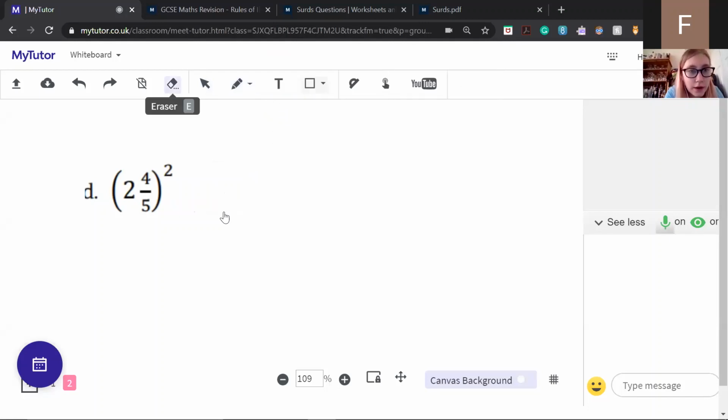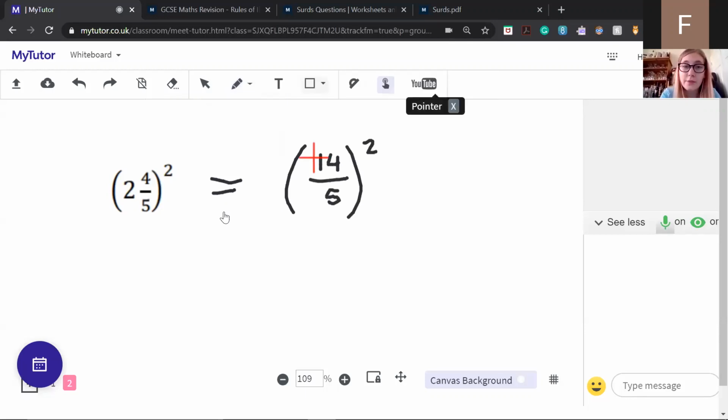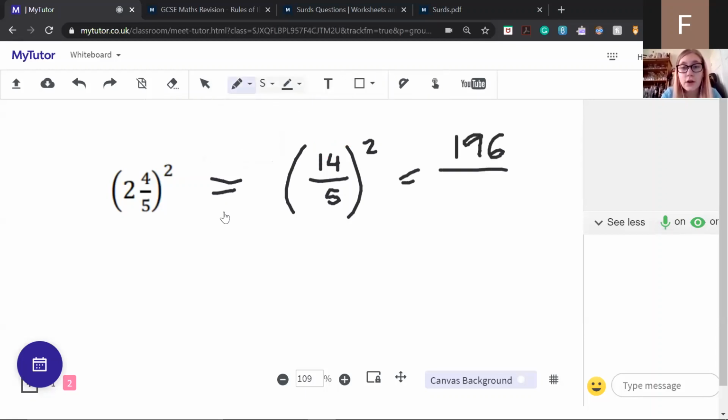So, oops, need to get rid of that. There we go. So, first way, making it a mixed fraction first, 2 4/5 into a top-heavy fraction. Well, we do our 2 times 5 is 10 and add that on the top. So we get 14 over 5 squared. And then we just square the top and square the bottom. So that gives us 196 over 25.